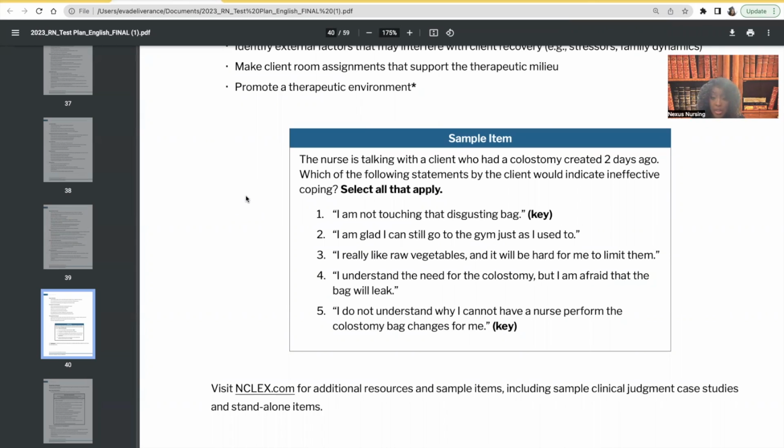The nurse is talking with a client who had a colostomy created 2 days ago. Which of the following statements by the client would indicate ineffective coping? Select all that apply. 1, I'm not touching that disgusting bag. Well, yeah, that's ineffective coping. You refuse to even touch the bag that's part of your body now that you actually are going to have to deal with. You're not coping well. You're not adjusting well. 2, I'm glad I can still go to the gym as I used to. That's good coping. You're going on with your life and you're still doing things that you enjoy.